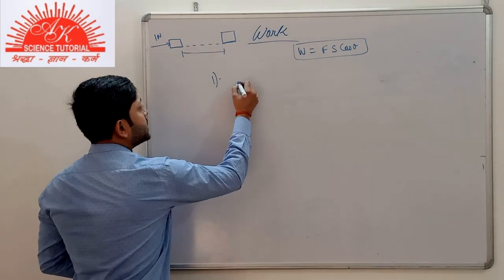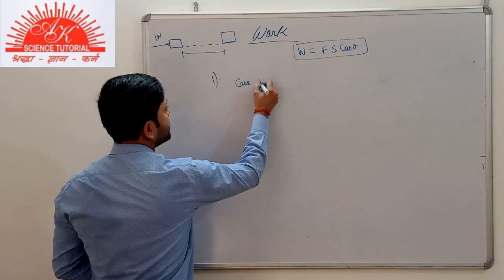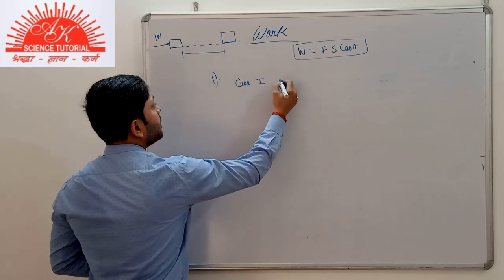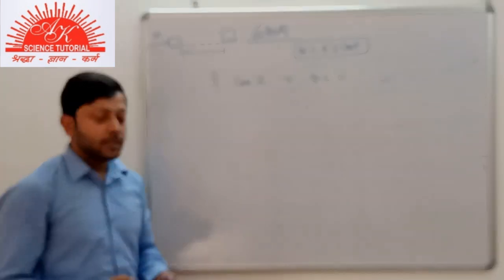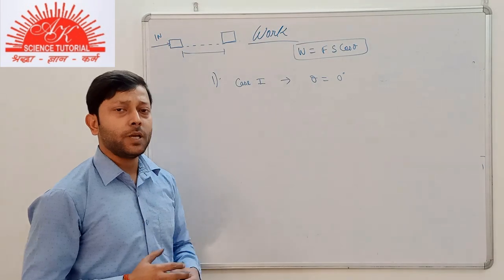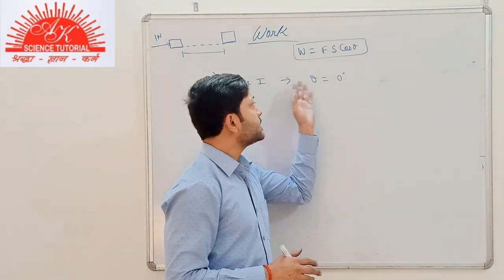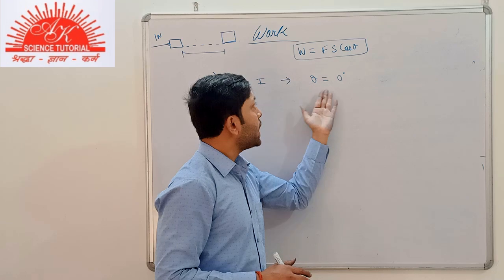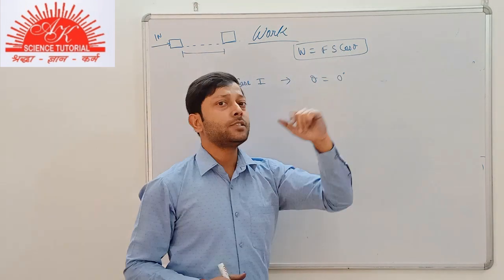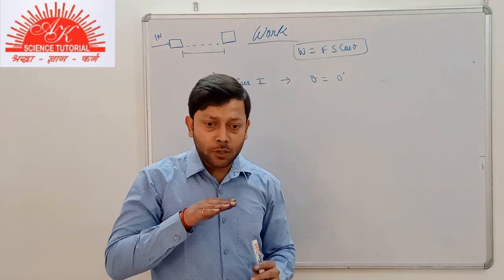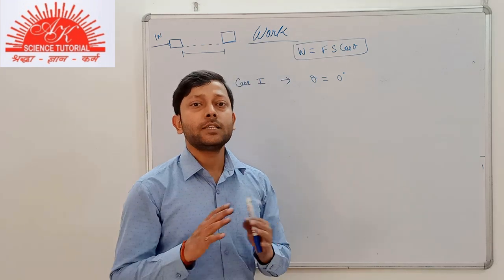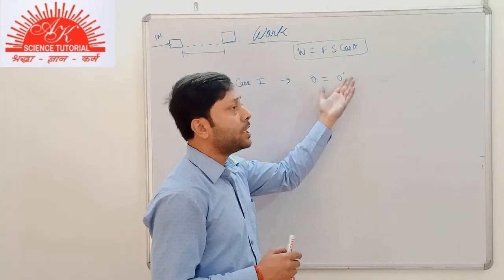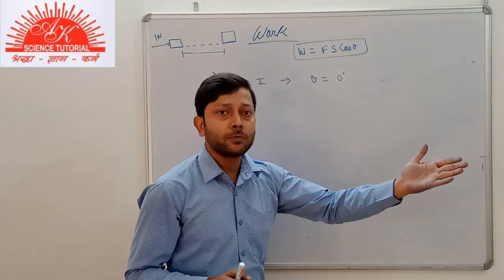Now, the first case, case 1, is theta equal to 0 degree. What does it mean? The angle between force and displacement is 0 degree. That means the force and the displacement both are in the same direction. There is no angle subtended between the force and the displacement.